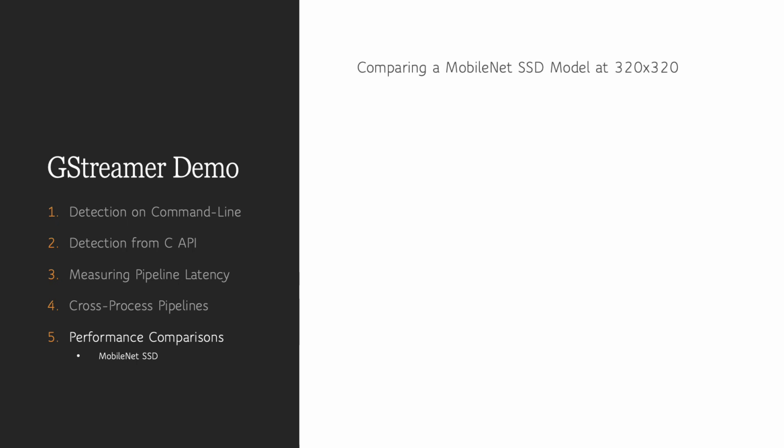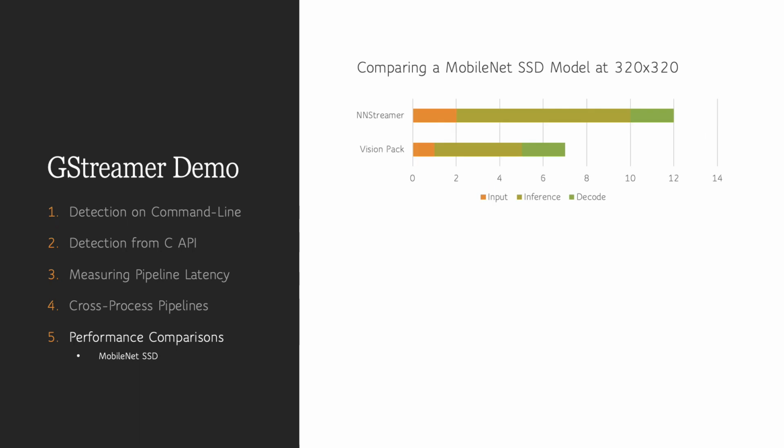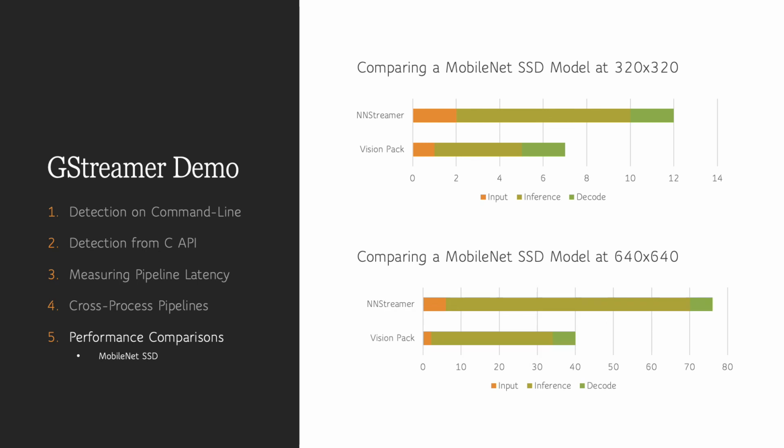For the performance comparison, we'll be comparing two MobileNet SSD models. First at 320 by 320, we can see that the VisionPack pipeline takes almost half the processing time. Then when we go up to a 640 by 640 pipeline, as the vision pipeline becomes more dominant, we can see the savings continue to increase. So this shows the performance benefit of VisionPack.